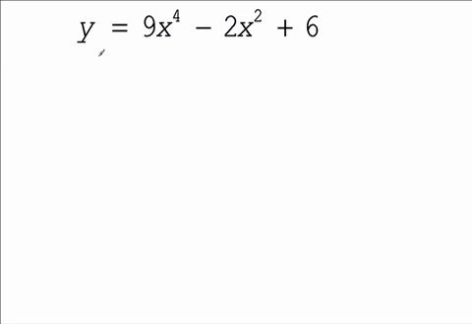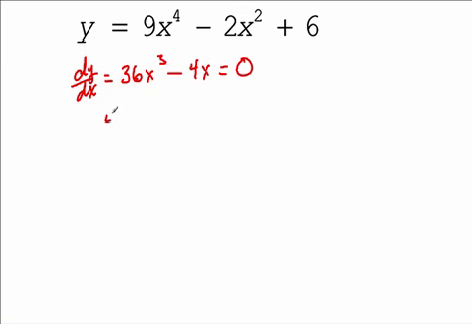Here we have one. We take the derivative. This would be 36x to the third minus 4x equals, and then of course find critical values, so that equals 0. Remember, the first step is to find the critical values, which means take the derivative, set it equal to 0, and solve for x. So now I'm going to factor out a 4x. That gives me 9x squared minus 1 equals 0. Therefore, x would equal 0, and x would equal plus or minus 1/3 if you solve this correctly.